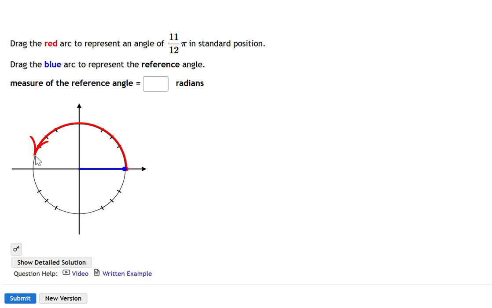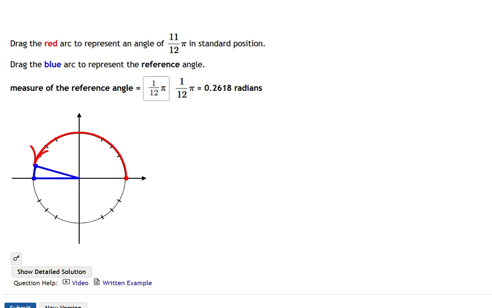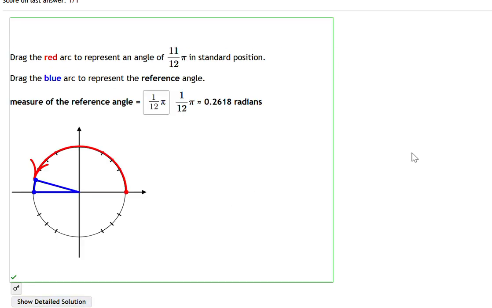My reference angle is going to be from this terminal side all the way to the closest x-axis in that quadrant. So here's my angle from that terminal side all the way to the x-axis, and you can see the reference angle is always going to be acute, less than 90 degrees. So this is 1 pi over 12 rotation to get back to the x-axis, and so that is the reference angle. Again, I can check it and verify that those are correct.